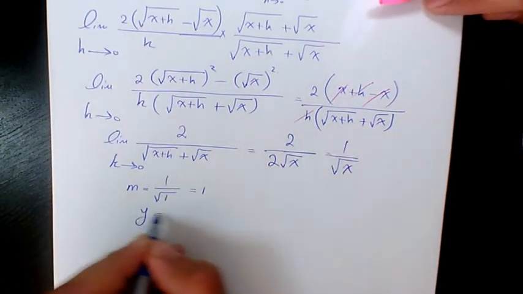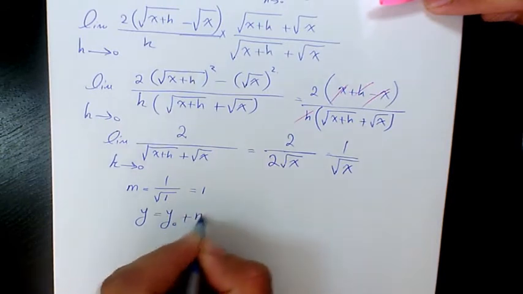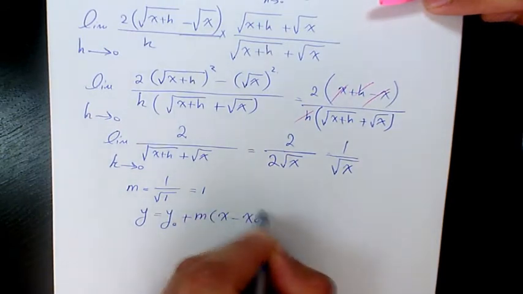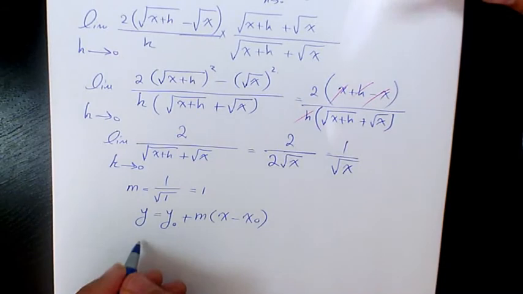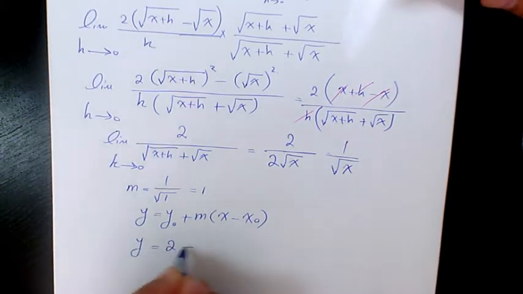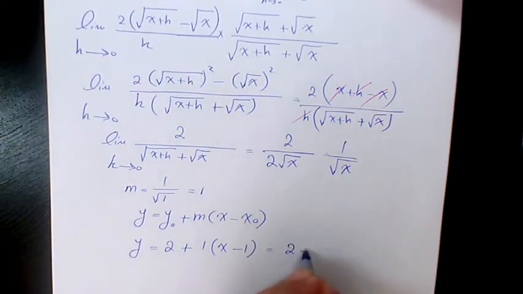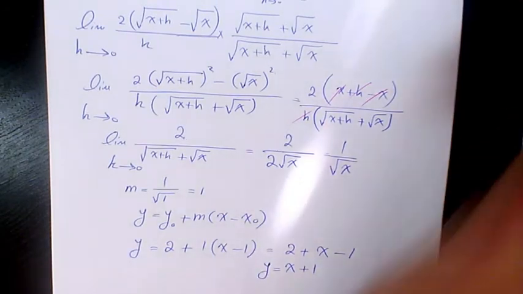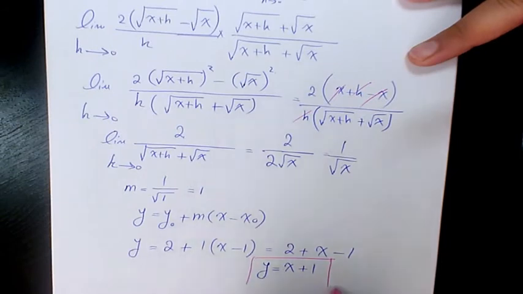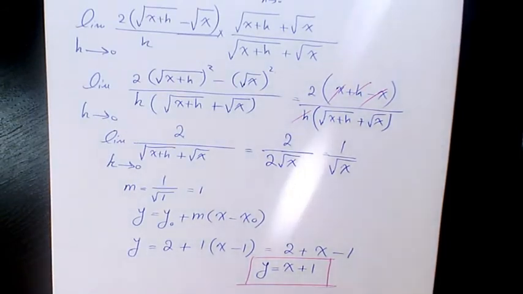So y equals y naught plus m times x minus x naught. This is the equation of tangent line. y equals 2 plus 1 times x minus 1. That's going to be 2 plus x minus 1, which is going to be x plus 1. So y equals x plus 1. This is the equation of tangent to the curve.